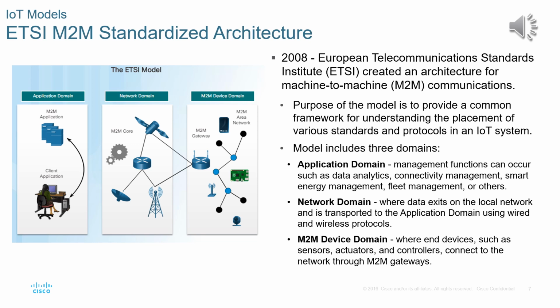Network domain. This is where data exists on the local network and is transported to the application domain using wired and wireless protocols, such as multi-protocol label switching, or MPLS, long-term evolution, or LTE, and worldwide interoperability for microwave access, or WiMAX. M2M device domain. This is where end devices, such as sensors, actuators, and controllers, connect to the network through M2M gateways using various protocols, such as Bluetooth.